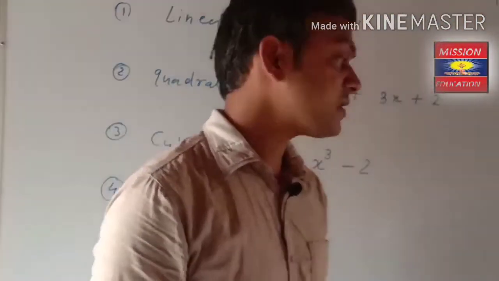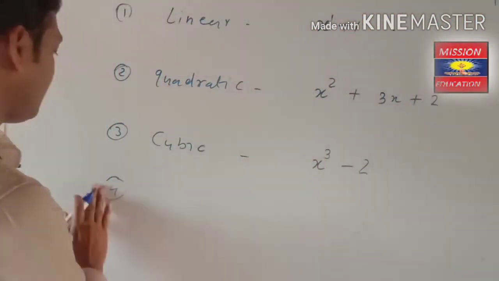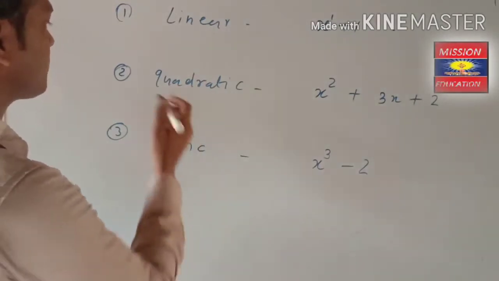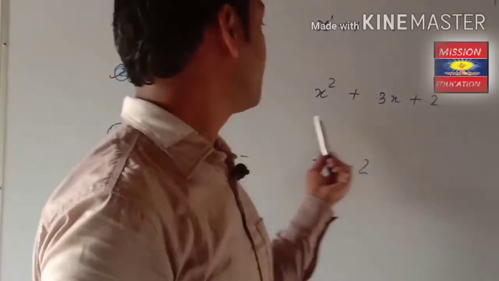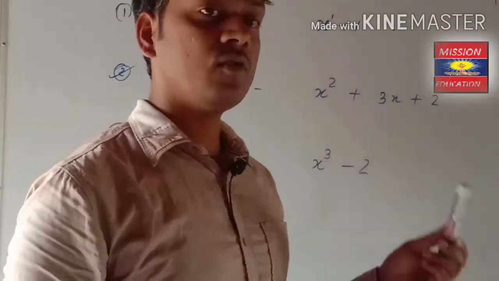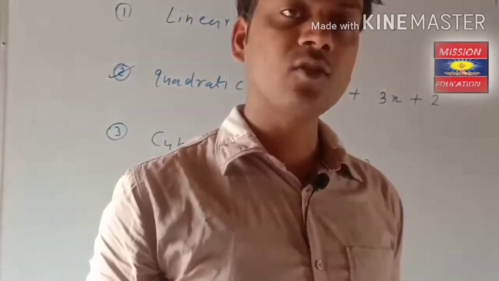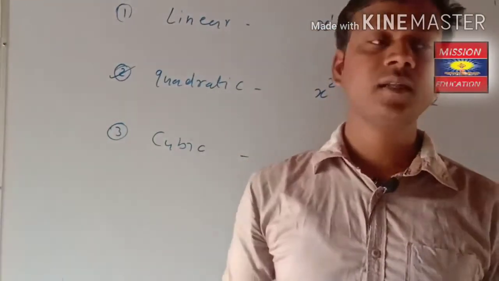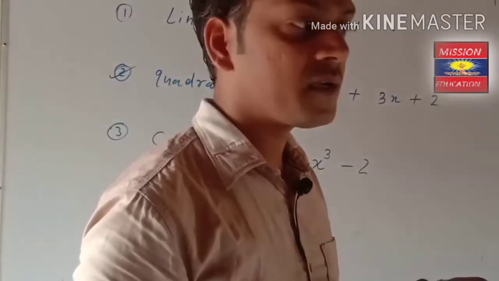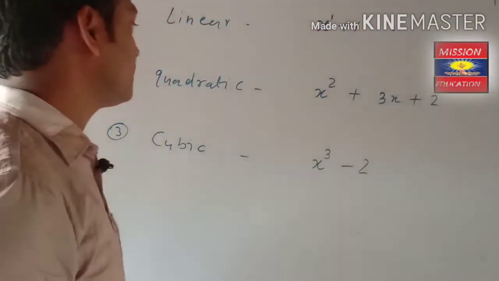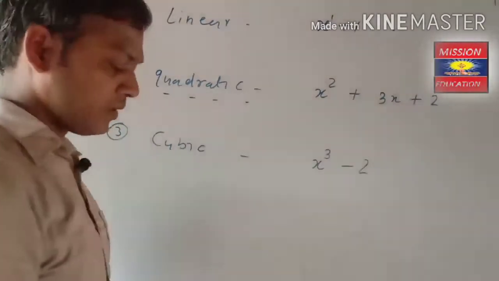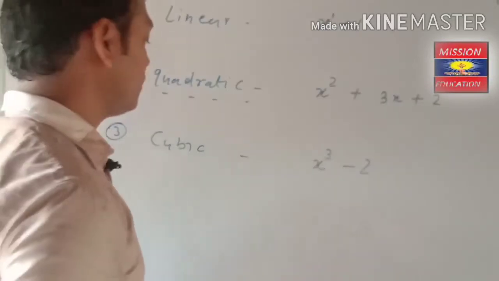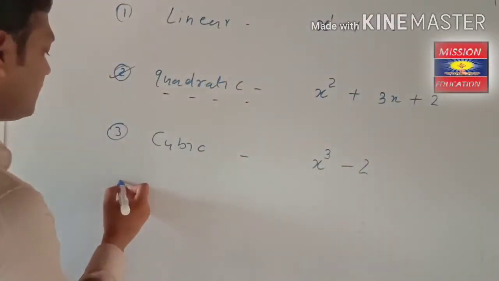Then our next topic is degree. What is the meaning of degree? In your class 10th syllabus, only quadratic equations are covered, so next time we can understand the properties and different topics related to quadratic equations. Always remember the form of a quadratic equation is x square plus 3x plus 2. Then, what is the degree of a polynomial?